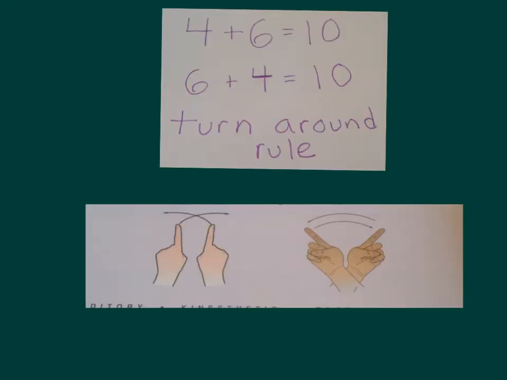So when we say 4 plus 6 equals 10 and 6 plus 4 equals 10, this is called the turnaround rule. You could practice this, boys and girls, with your 2 index fingers, and when you turn them upside down, they look like this. That will help you remember your turnaround rule. Pause the video and give this a try.